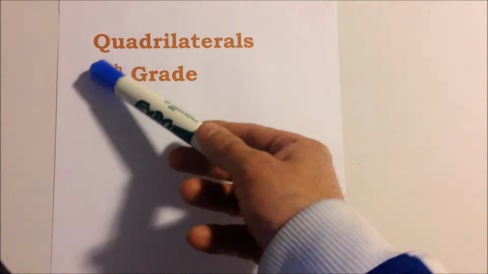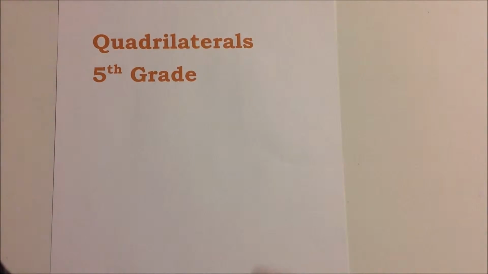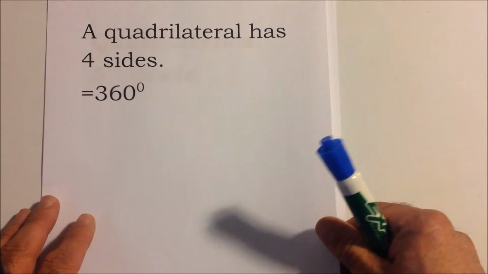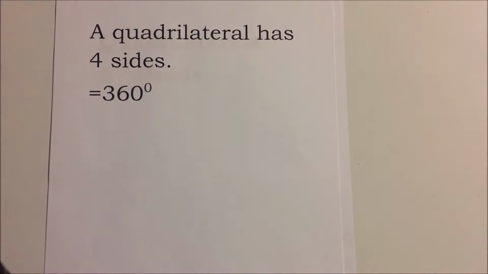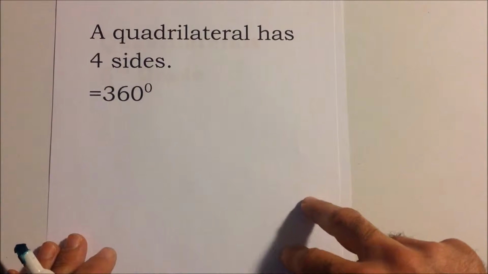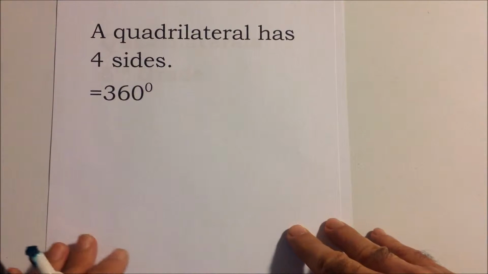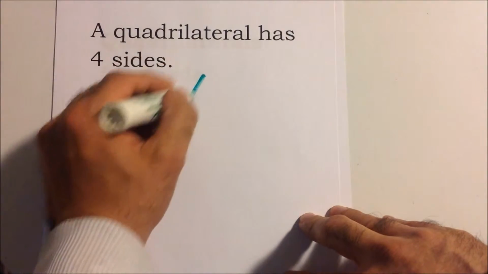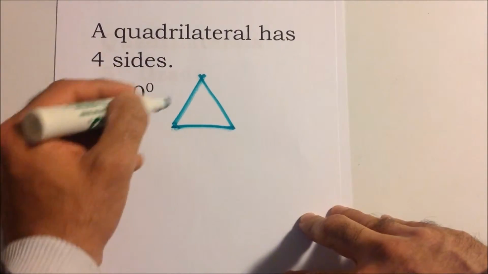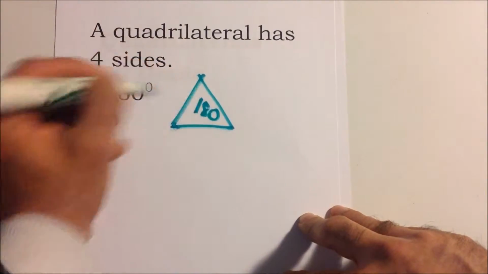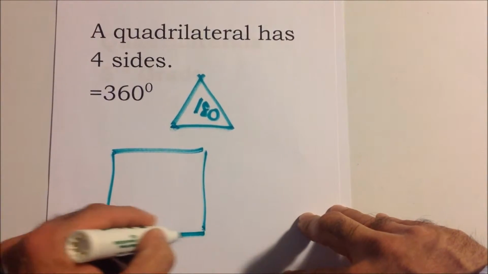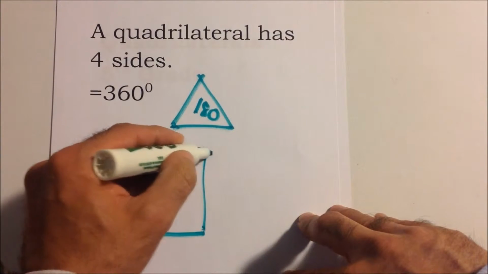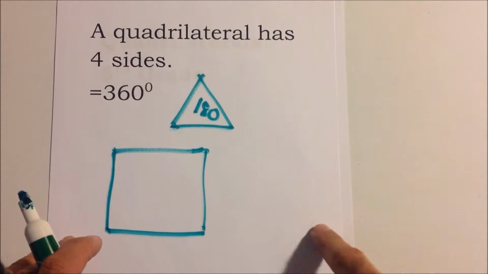Okay, here's our video on quadrilaterals. So what is a quadrilateral? Well, look, a quadrilateral has four sides, like a square and a rhombus, and we'll go over those. And the total degrees of a quadrilateral is 360 degrees. So remember when we did triangles, the total degree of a triangle was 180 degrees. But when we have a quadrilateral, no matter what it is, a rectangle or a square, the total is 360.